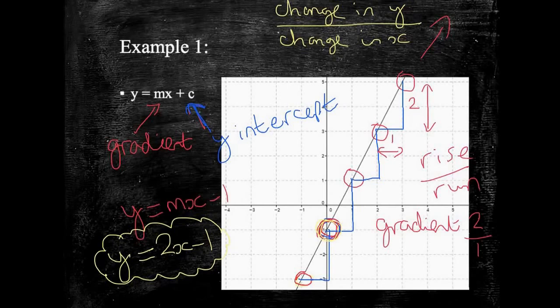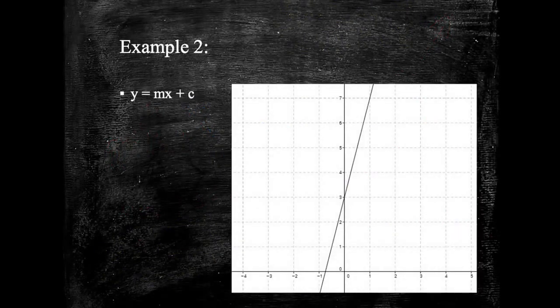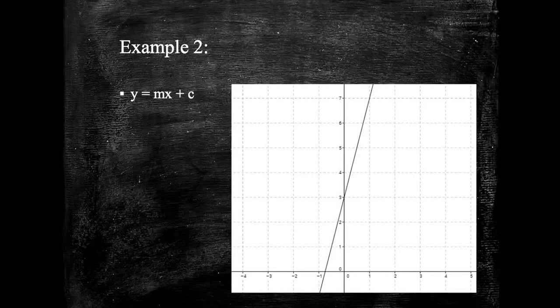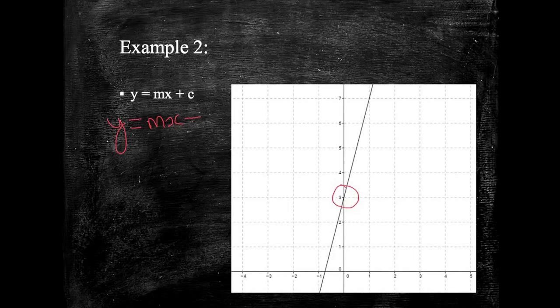Okay, let's look at another example. In this example, we're going to do the same thing. We're going to find the equation of the line and put it into the form y equals mx plus c. I'm hoping you've already spotted where the line crosses the y-axis. This time it's at positive 3. So straight away we know it's going to be y equals something x plus 3. I've got some marks already for identifying a key part of this. Now the gradient is the next part.